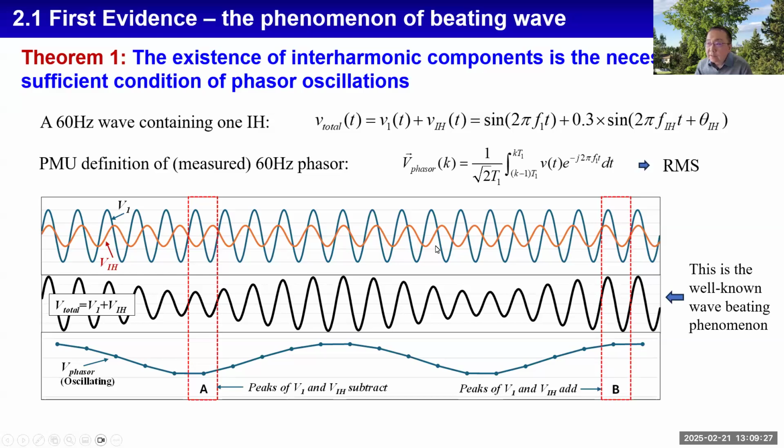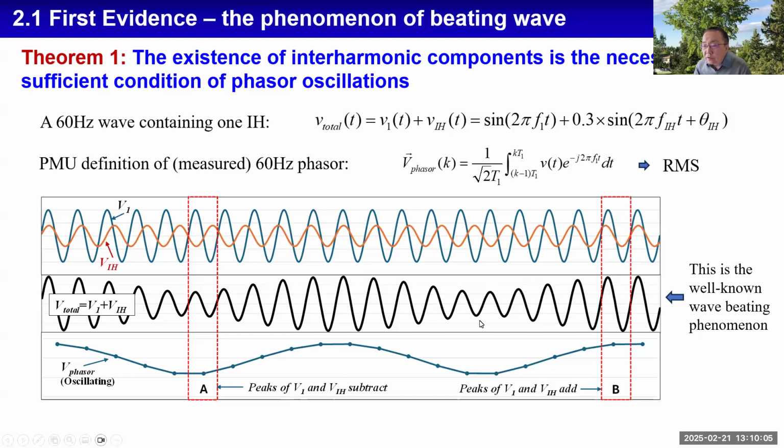When you do a phasor calculation, the phasor formula is this. Every cycle you compute a value, which is a phasor, essentially the RMS value of this waveform versus this waveform. You can see the phasor value will be less in this case, and the phasor value will be high in this case. So this demonstrates that interharmonics are a sufficient condition to cause phasor oscillation, or to cause a beating waveform. Actually, beating waveforms are very well known in many waveform domains.